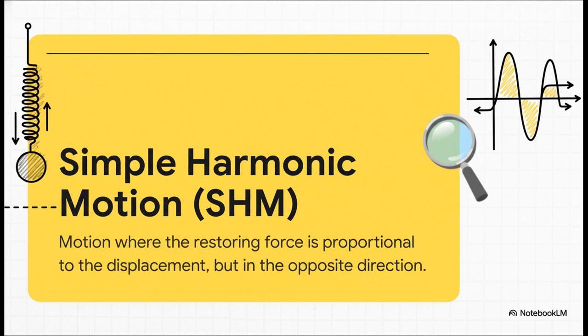And here's the absolute key. In SHM, the force that pulls the object back to the middle, we call that the restoring force, is always directly proportional to how far away you've moved it. It's simple. Pull it twice as far, the force pulling back is twice as strong. That simple relationship is what creates the purest, most perfect oscillation you can get.